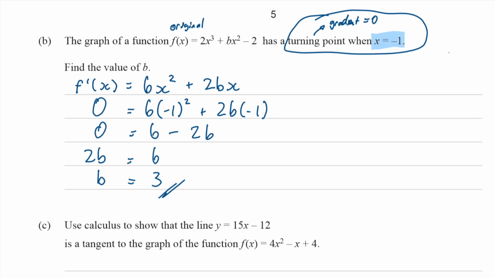So to summarize this one, if you find the derivative, the gradient function, and you set it equal to 0, like we did here, that is an achieved skill because you've calculated the derivative, but you've also used the knowledge that the turning point has a gradient of 0. On top of that, we knew that the turning point was when x equals -1, so we also substituted that in, which then let us solve for b, which would be merit.